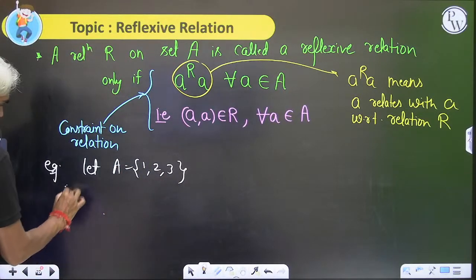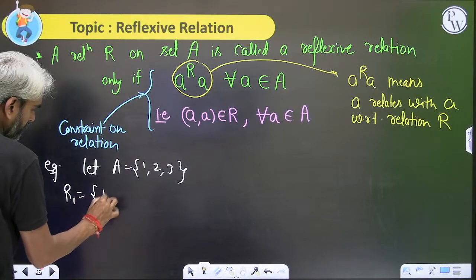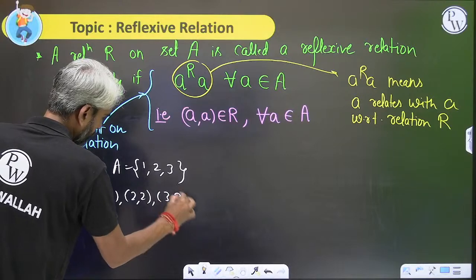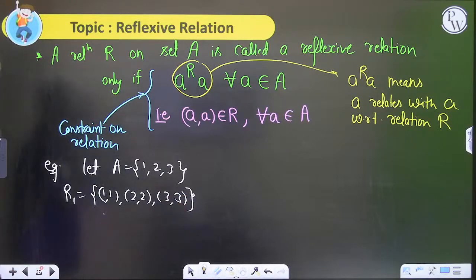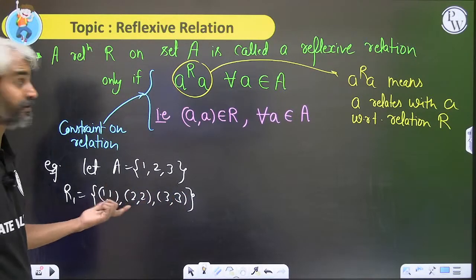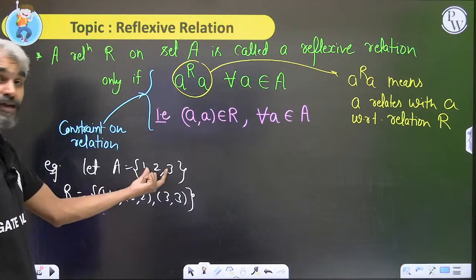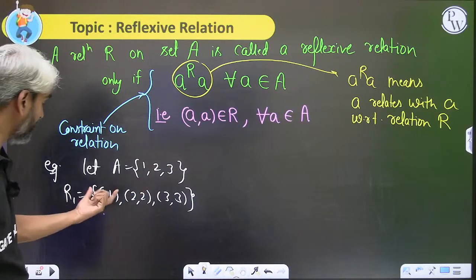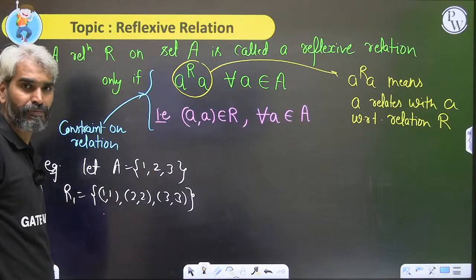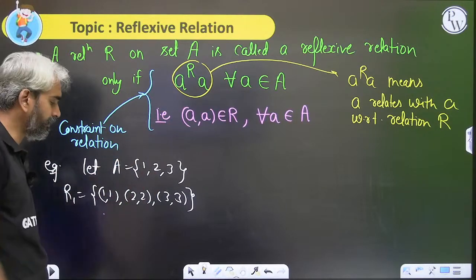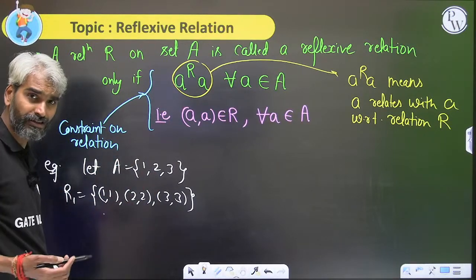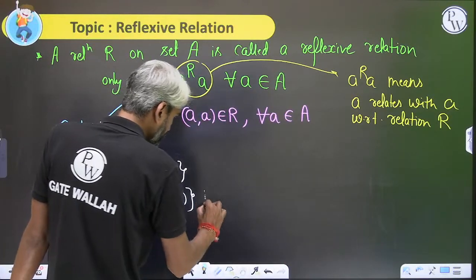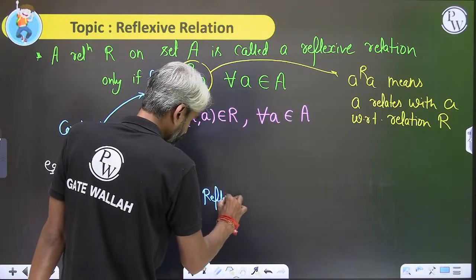Now my question is, if I write a relation R1 as 1, 1, 2, 2, 3, 3, is it a reflexive relation? So the constraint is that for all the elements belonging to set A, the element A should relate with A. Yes, sir. All diagonal order pairs are present in the relation. Therefore, it is a reflexive relation. So it is also the diagonal relation. So can I say it is reflexive as well as diagonal relation?